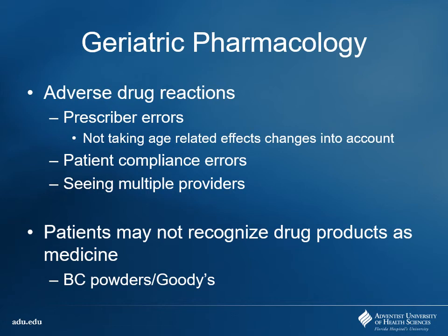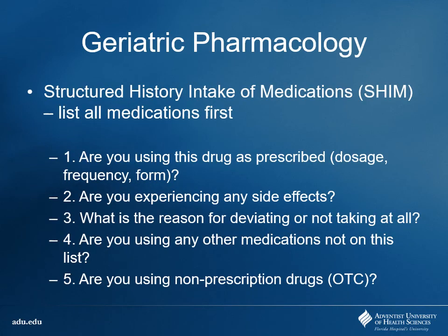So from the adverse drug reaction standpoint, a lot of this could be due to prescriber error. So again, not taking into account age-related changes, not looking at their renal function or their hepatic function to make sure they can still actually handle the drugs, or at least adjusting the dose or choosing a different drug altogether. Some of it could be due to patient compliance errors, so they're not taking it like they should, either intentionally or unintentionally. And then a lot of it can be related back to seeing multiple providers, not everyone having the full history of what else the patient may be taking, right? And I mentioned the BC powders and Goody's example already.